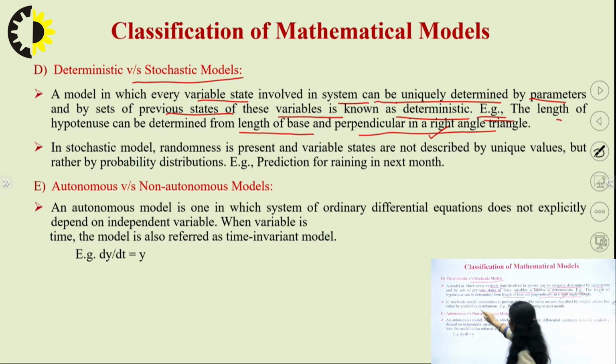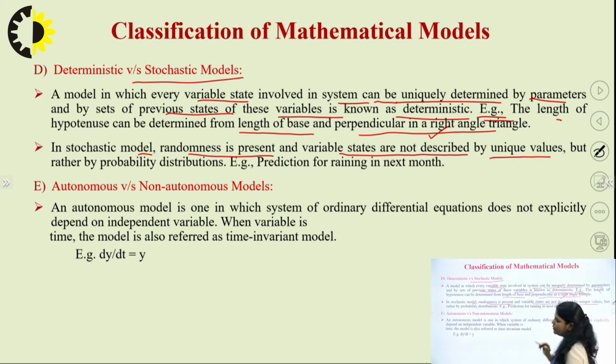In case of the stochastic model, randomness is present, and variable states are not described by a unique value. So, here probability and randomness will be there. The variables involved in the system will not have a unique value, but rather a probability distribution. The example is the prediction of rain in the next one hour. We can predict it, but the event might happen or might not happen. So, probability will be there.